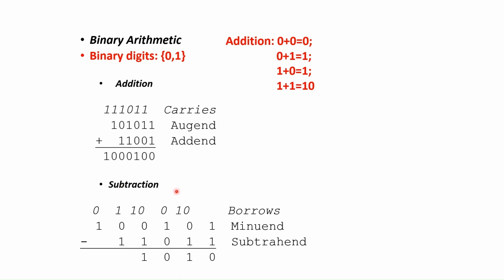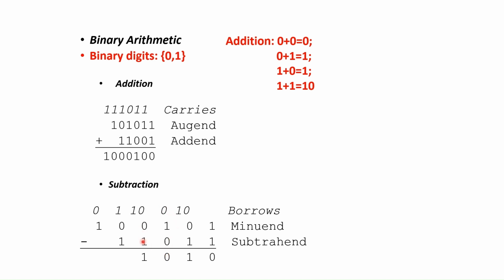Now let's see the subtraction. We know the borrowing concept from decimal number subtraction. So when subtracting, we keep the bigger number as minuend and the smaller number as subtrahend. And let's see, 1 minus 1 is 0. Now 0 minus 1 cannot happen because 0 is smaller than 1. So we have to borrow. If we borrow from here, this digit will become 0 and that 1 will come here, which is equivalent to 2. 2 minus 1 is 1. Now 0 minus 0 is 0.